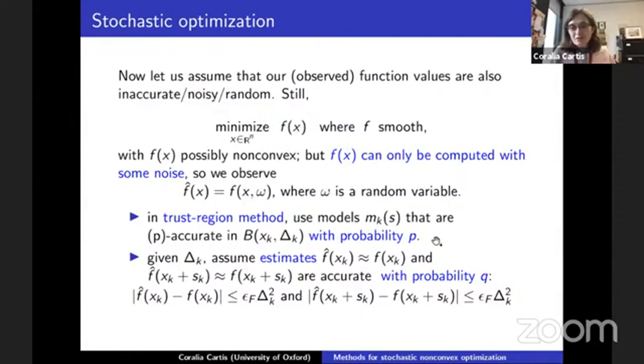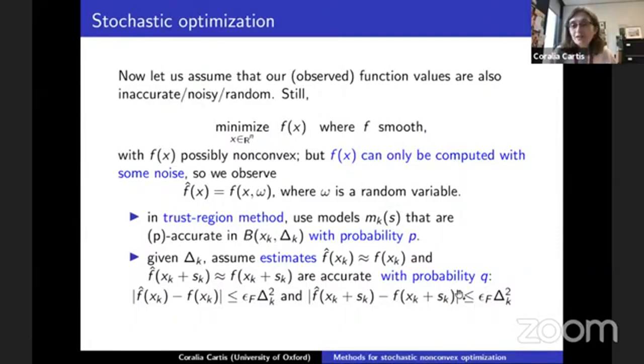I'm going to stick to the trust region framework here. So we have these probabilistic local models, just like before: inexact gradients, inexact Hessians, with a certain probability p. With a certain probability, they are good estimates of the true derivatives, and that's all I know. On top of that, I will assume that I have estimates of f that are sufficiently accurate in this sense, in the trust region, as a multiple of the trust region size, with probability q. So these properties also don't hold on every iteration.